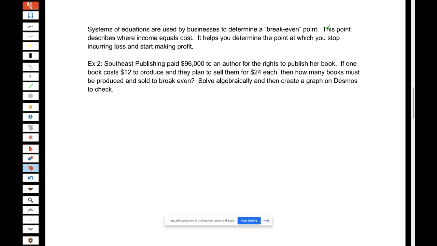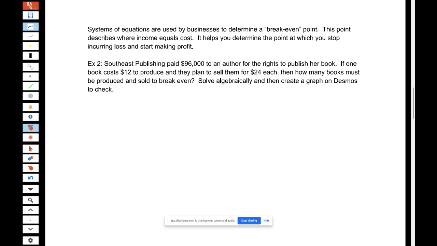All right, so now we have a typical word problem or application scenario involving parallel lines. Systems of equations are used by businesses to determine a break-even point. This point describes where income and cost are equal. So that means after that, it helps you determine the point at which you stop incurring loss and start making a profit. So we're going to do this problem in which one of the equations is going to be what they spend and the other equation is going to be what they earn. So we have this business.